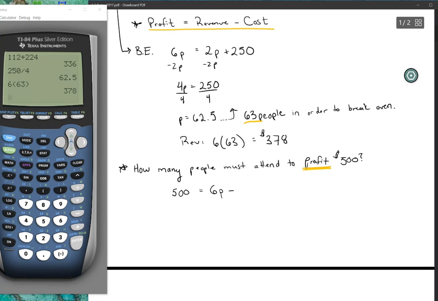Now the cost equation was 2p plus 250. So just be careful. It's always minus cost. You're going to distribute the negative, which then makes this 4p minus 250 equals 500.